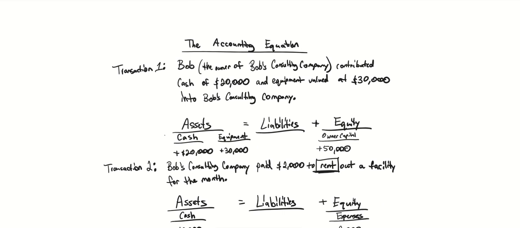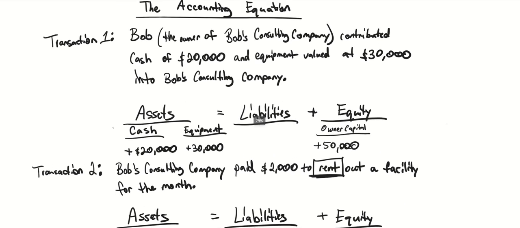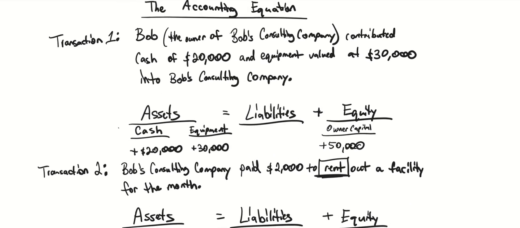Okay, so for transaction 1, this is when Bob contributed cash into the business of 20,000. So this is not considered cash collected from customers.